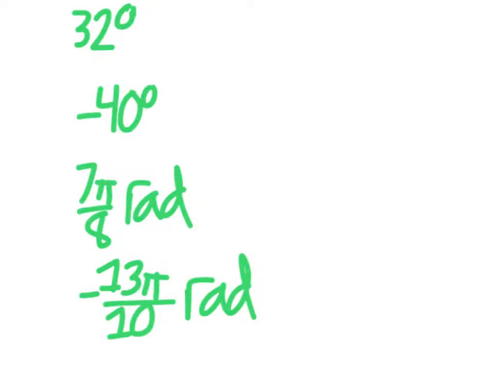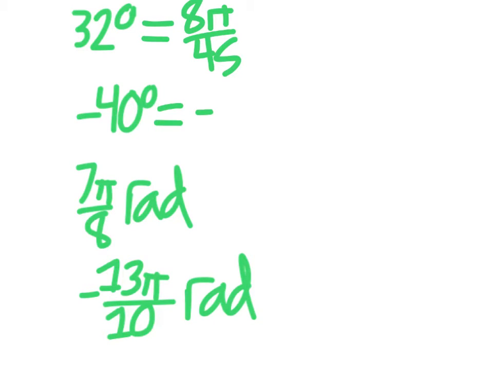First, with 32 degrees, we do 32 degrees times pi over 180 degrees, which will get us 8 pi over 45. If we wanted to do negative 40 degrees, we do negative 40 times pi over 180, which would get us negative 2 pi over 9.